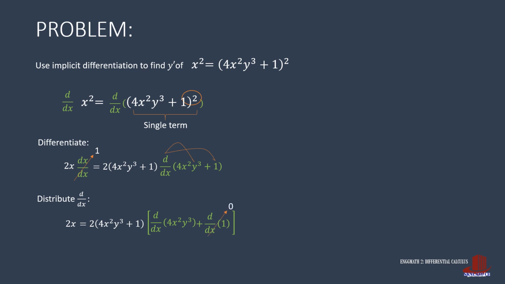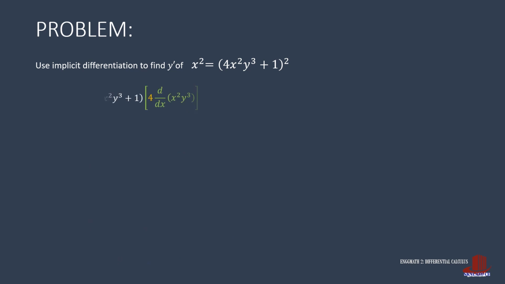The last term is differentiated as 0, and we also move the constant 4 of the derivative up front. The function is then 2x equals 2 times the quantity of 4x squared y cubed plus 1 multiplied by the constant 4 with the derivative of x squared y cubed. Taking the others as they are, focus on the last term, which requires the product rule.